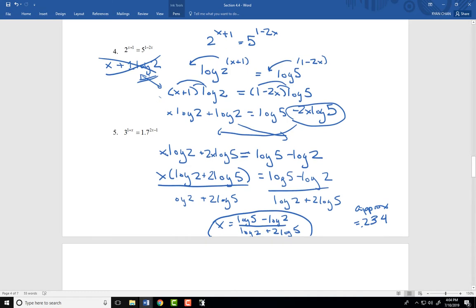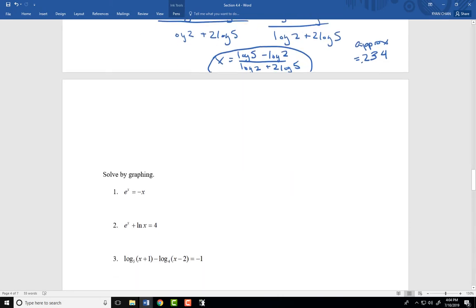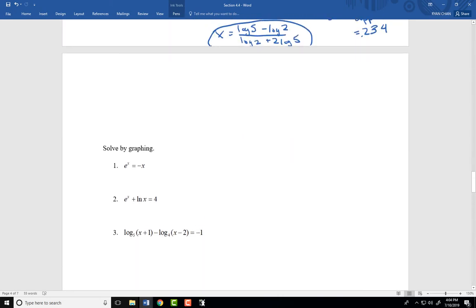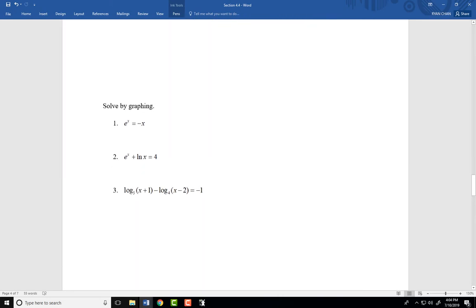Okay? So let's talk about this next one here. Let's say you have stuff and they say solve by graphing. These logarithmic equations you cannot actually do by hand, so you have to use your graphing calculator. So let's talk about what to do with them here.